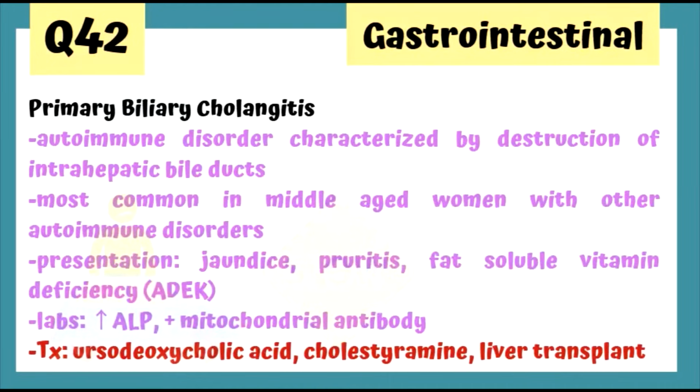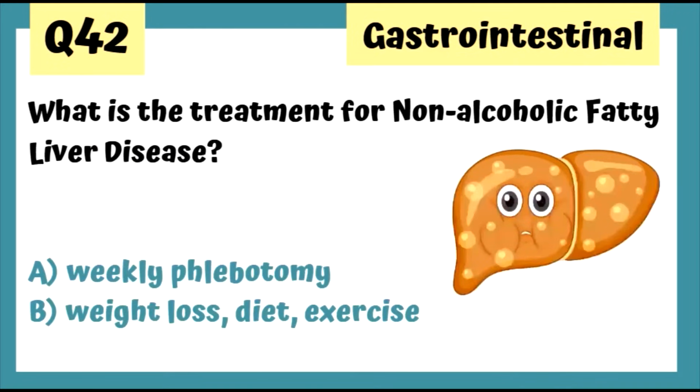All right, here's a little bit about primary biliary cholangitis, an autoimmune condition, most common in middle-aged women. They present with jaundice, pruritus, and fat-soluble vitamin deficiencies, the ADEK vitamin deficiencies, and labs include elevated ALP and a positive mitochondrial antibody. Treatment is with ursodeoxycholic acid, cholestyramine, and perhaps liver transplant. Question 43, this should have been 43, I think.